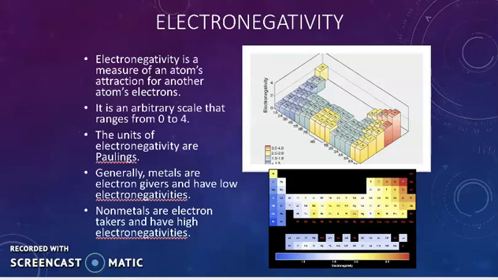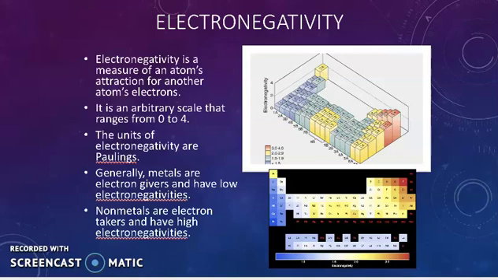We have electronegativity. Elements with high electronegativities, especially our halogens, are group 17, right before the noble gases. They're sort of like homewreckers of the periodic table. They really want to steal those electrons from some other element, and they'll move heaven and earth to get it. Electronegativity is a measure of an atom's attraction for another atom's electrons. It's an arbitrary scale that ranges from 0 to 4. The units are Paulings. Remember, you do want to remember all the units of these. They are on your mini periodic table.